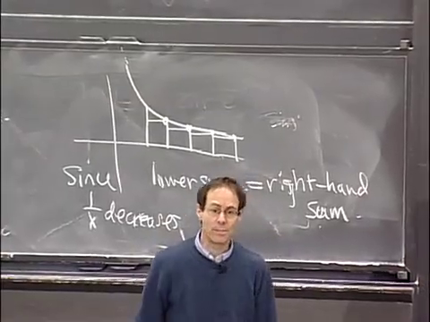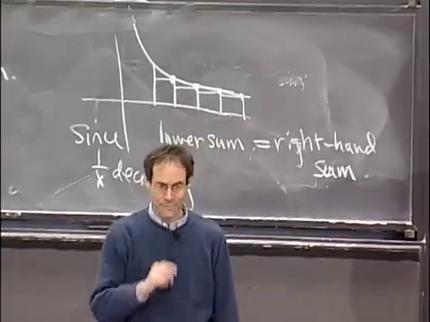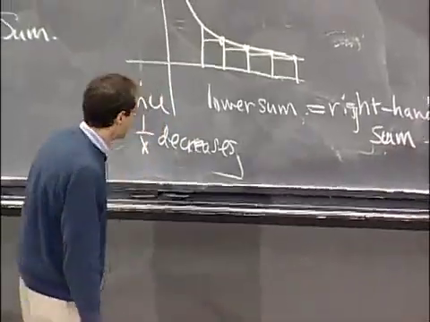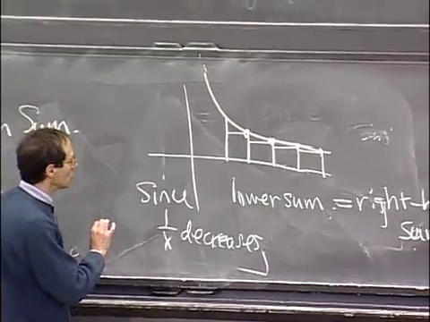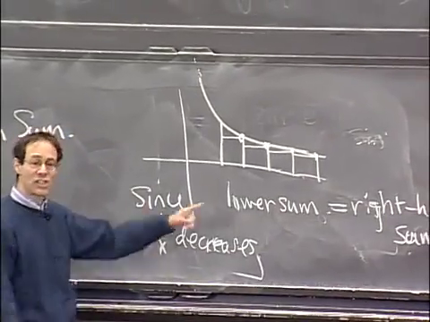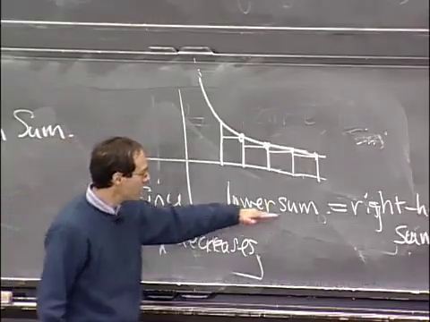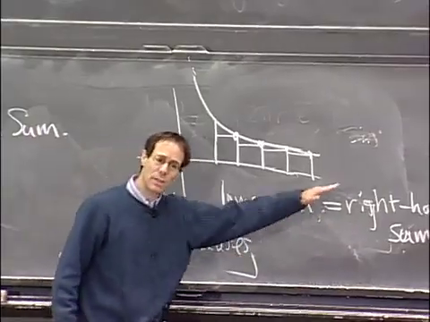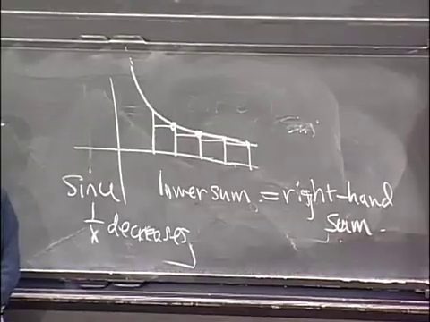Yeah, another question. So if the function is increasing, then the right-hand sum would be the upper sum, right? Correct. If the function is increasing, then the lower sum is the left sum. So it just exactly reverses what's here. So this is, if decreasing, lower sum is right-hand sum. Increasing, lower sum is left-hand sum. Is that clear?